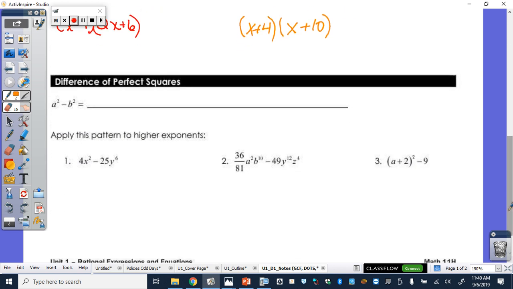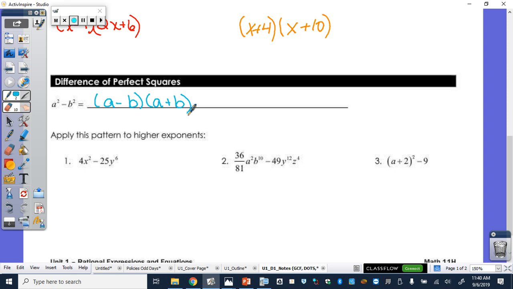So looking at our dots again, we got a couple more complicated ones here. The pattern, though, for when we're factoring using dots is it's the square root of each term, which make one positive, one negative. So a squared, take the square root of it, you get a. B squared, you take the square root of it, you get b. And one's plus, one's minus.